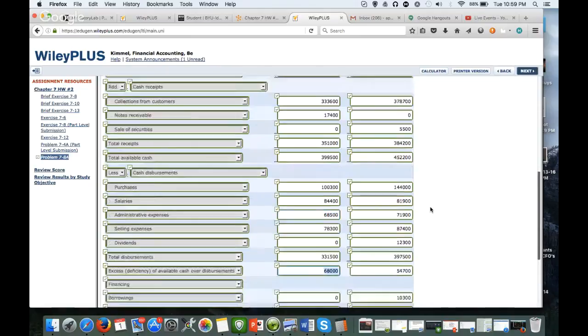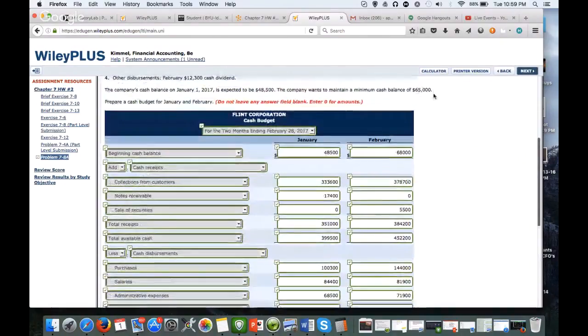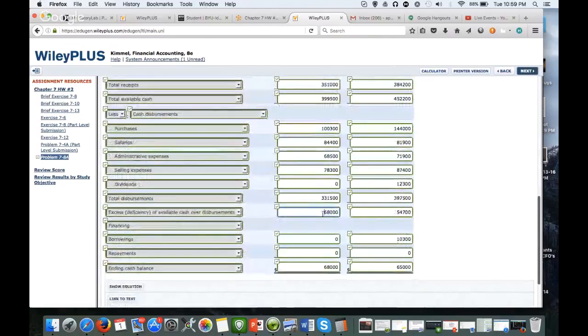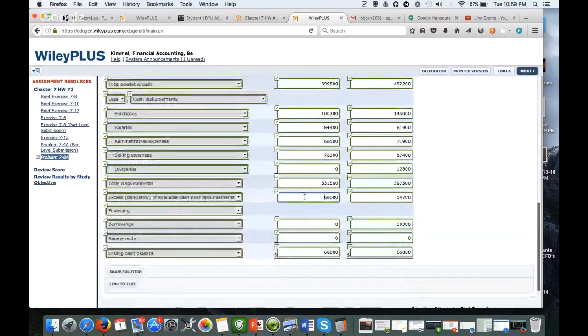Here it's important to note that the company wants to maintain a minimum cash balance of $65,000. And here, as you can see, we are about 3,000 over. Our next section is financing, whether or not we need to borrow or repay any of these debts. In borrowing, we don't need any financing because we are already over by $3,000. In repayment, same thing, we'll leave that value 0. So our ending cash value will just be our excess of 68,000.